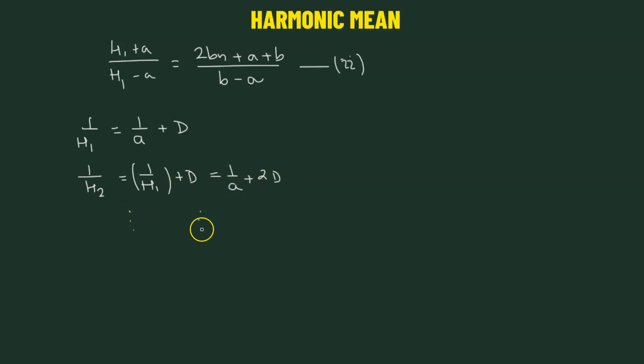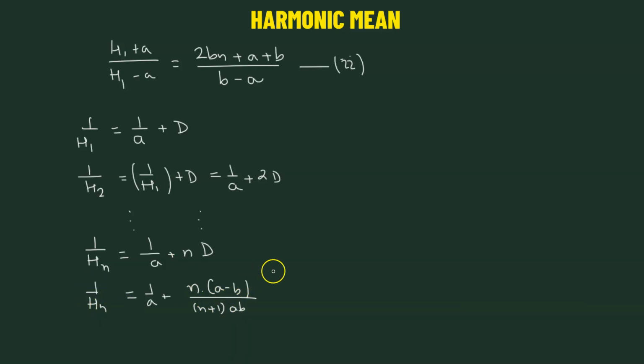So if we continue the trend, then we can easily find out 1 over hn. That's going to be 1 over a plus n times d. We have the value of d, so let's replace the value of d with n times a minus b divided by n plus 1 times ab. So this is the value of 1 over hn.